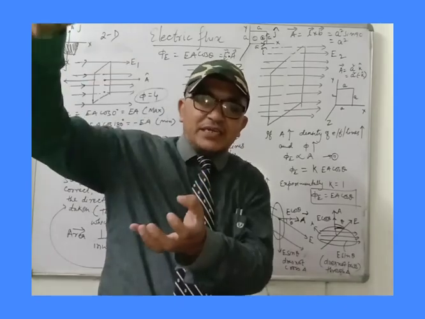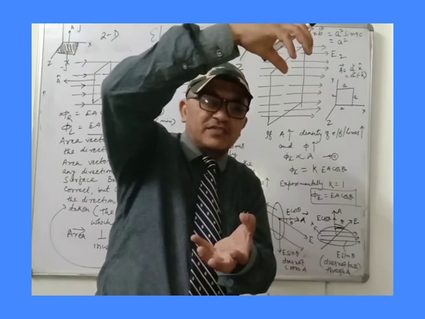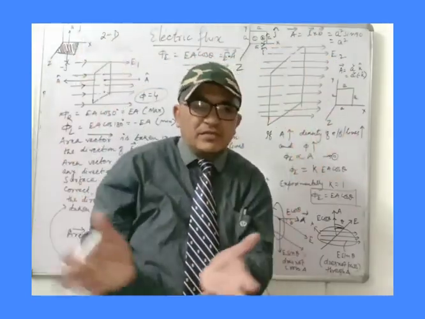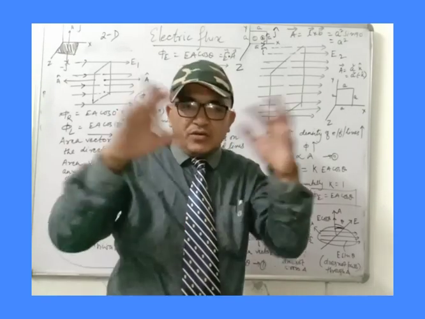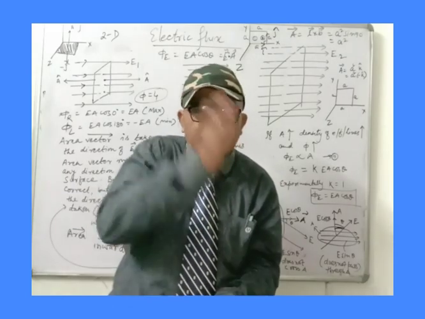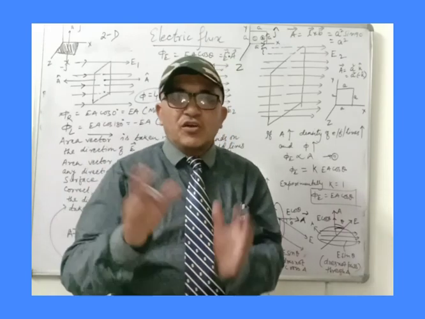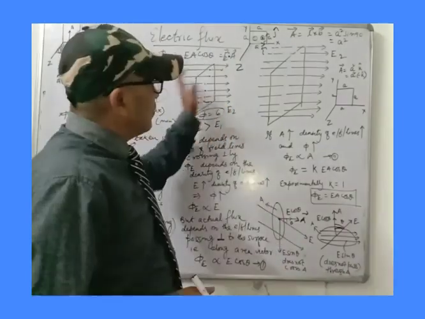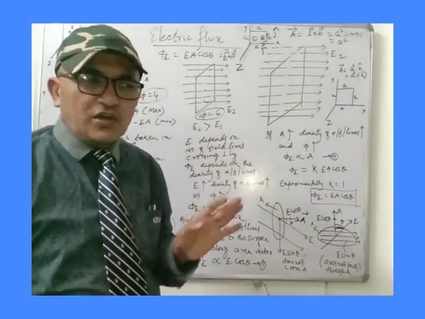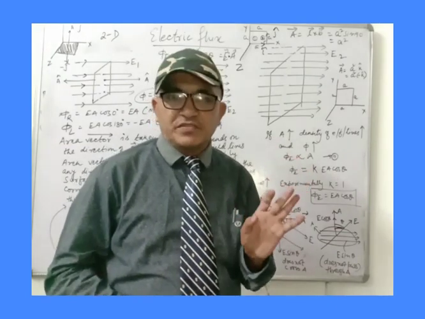Through one area element, how much is the flux? Through another area element, how much is the flux? If you collect all the area elements, then it becomes a surface integral. That we will do by integration, and that comes in Gauss law. And this is simply for two-dimensional surfaces. When we talk about Gauss law, we will talk about three-dimensional, closed surfaces.